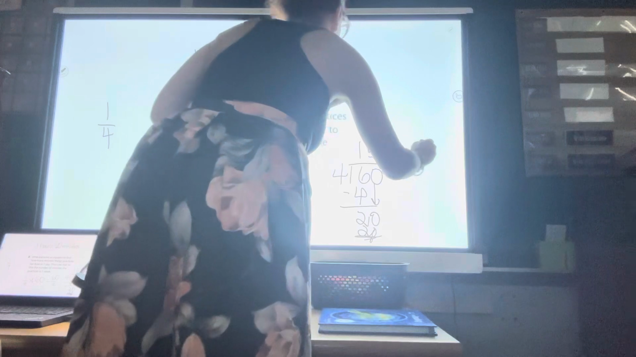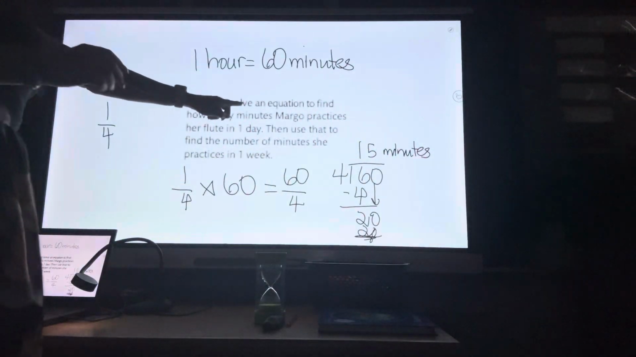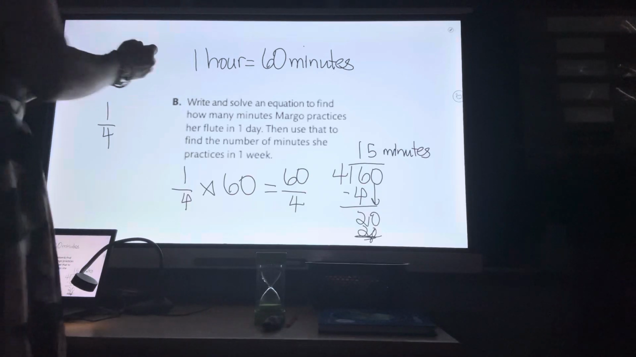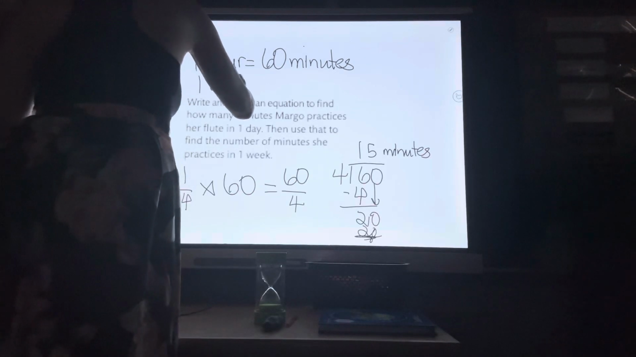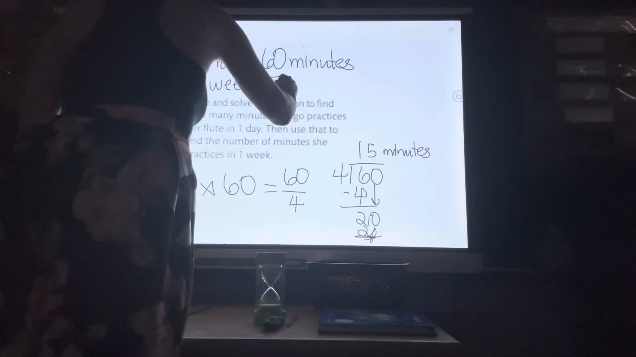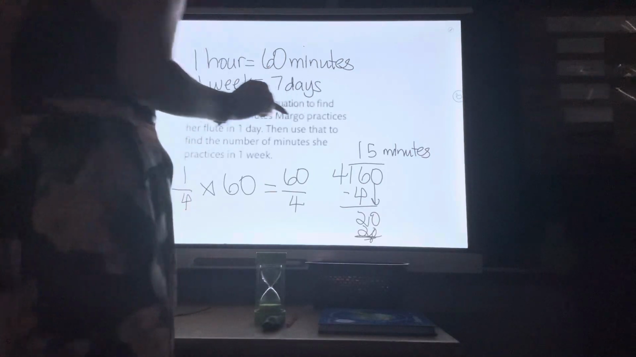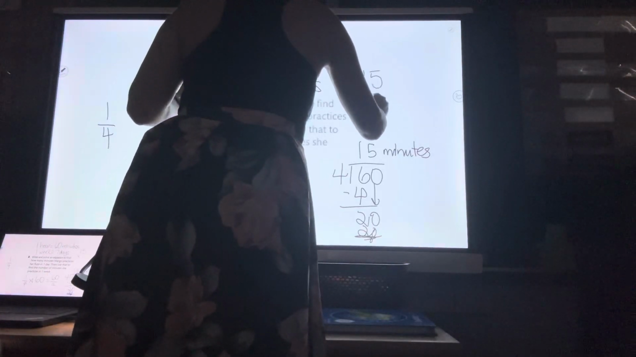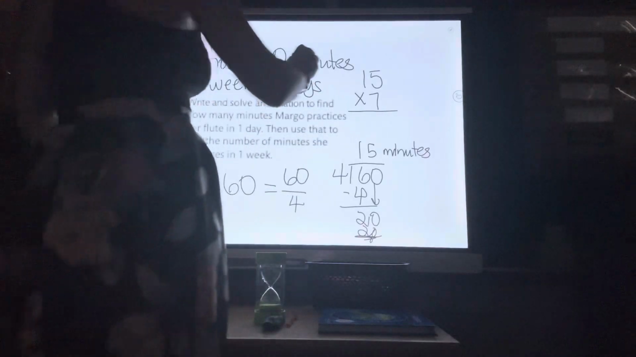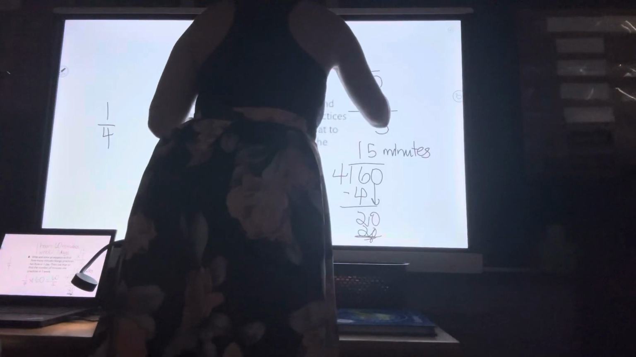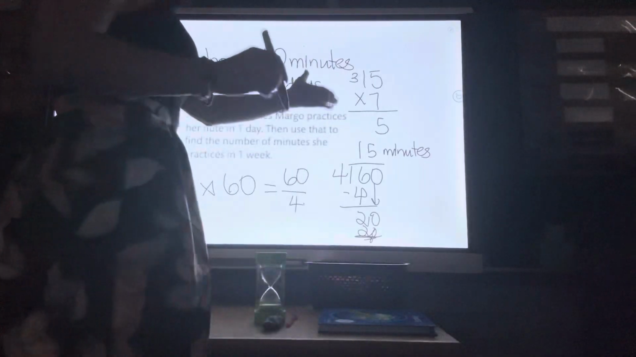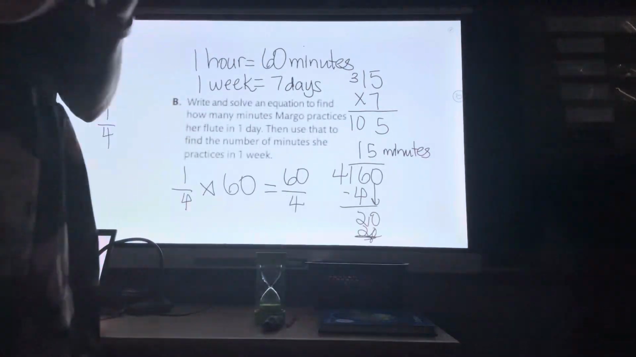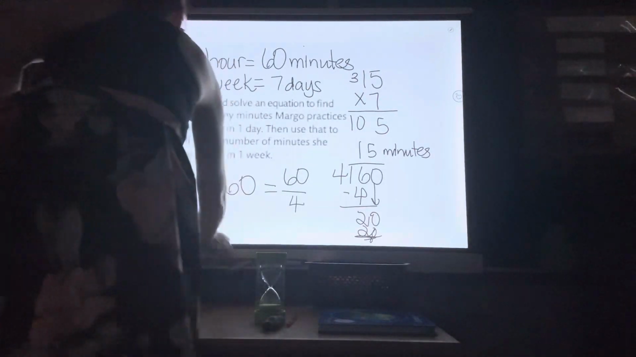Second part of the question, because I'm not done. Then use that to find the number of minutes she practices in 1 week. Well, 1 week, I remember, is 7 days. So now I have to take that 15 and multiply it by 7. Now you can use partial products, you can use standard algorithm. Your strategy is your strategy. You can add 15 7 times, okay? That is also a strategy. So she practices for 105 minutes.